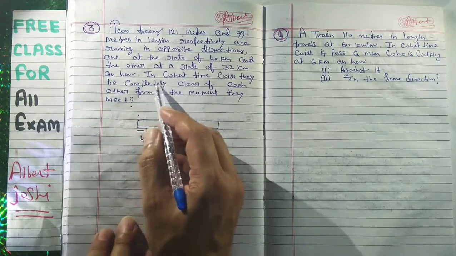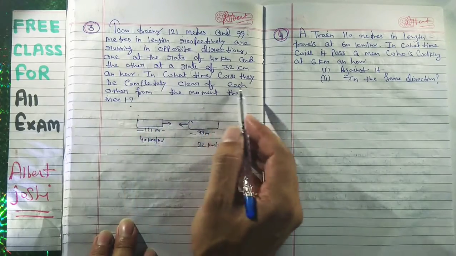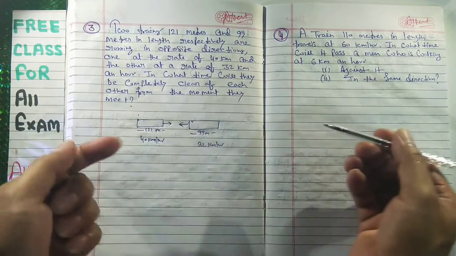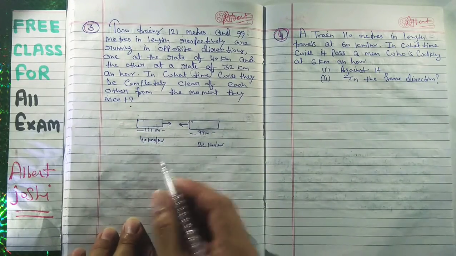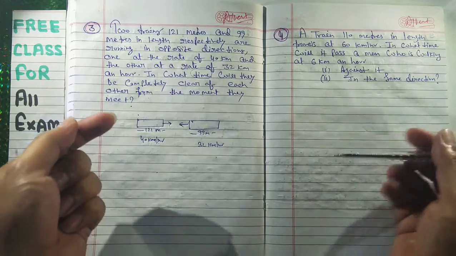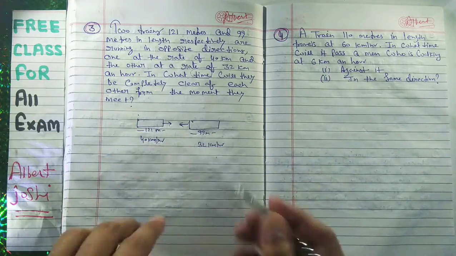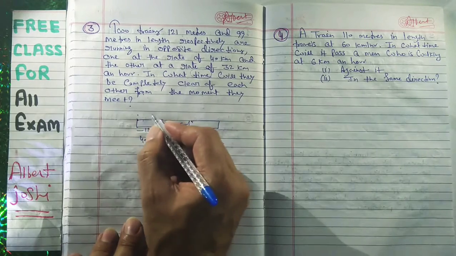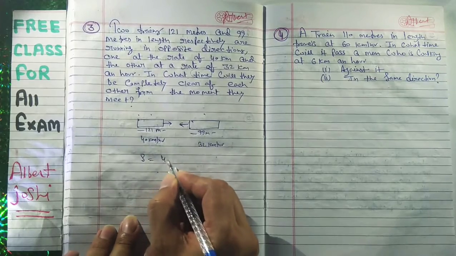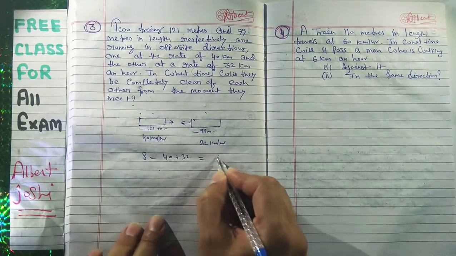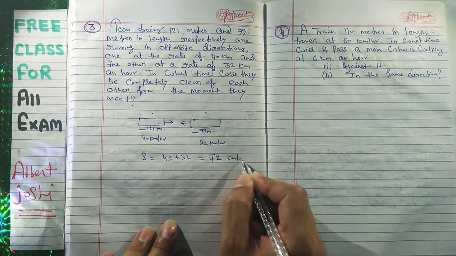He is asking the time in which they will be completely clear to each other. I have already given you one formula: whenever they are in opposite direction, in this condition you have to add the speed of this and the speed of this. So your speed will be 40 plus 32, that is 72 kilometer per hour.